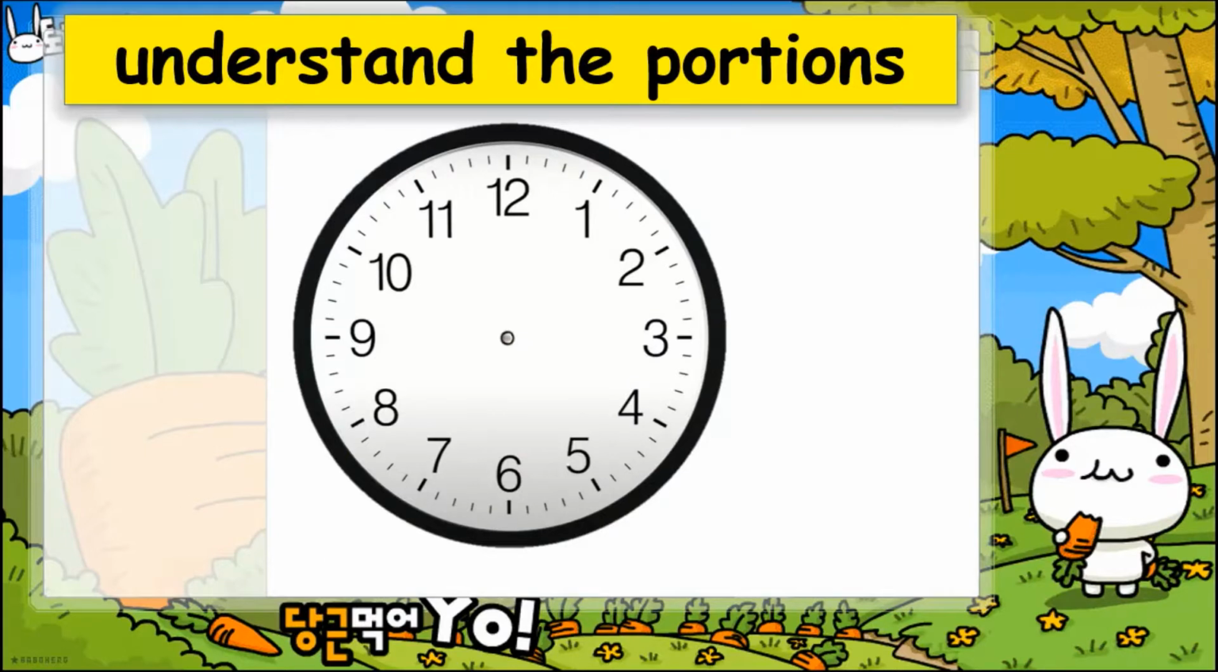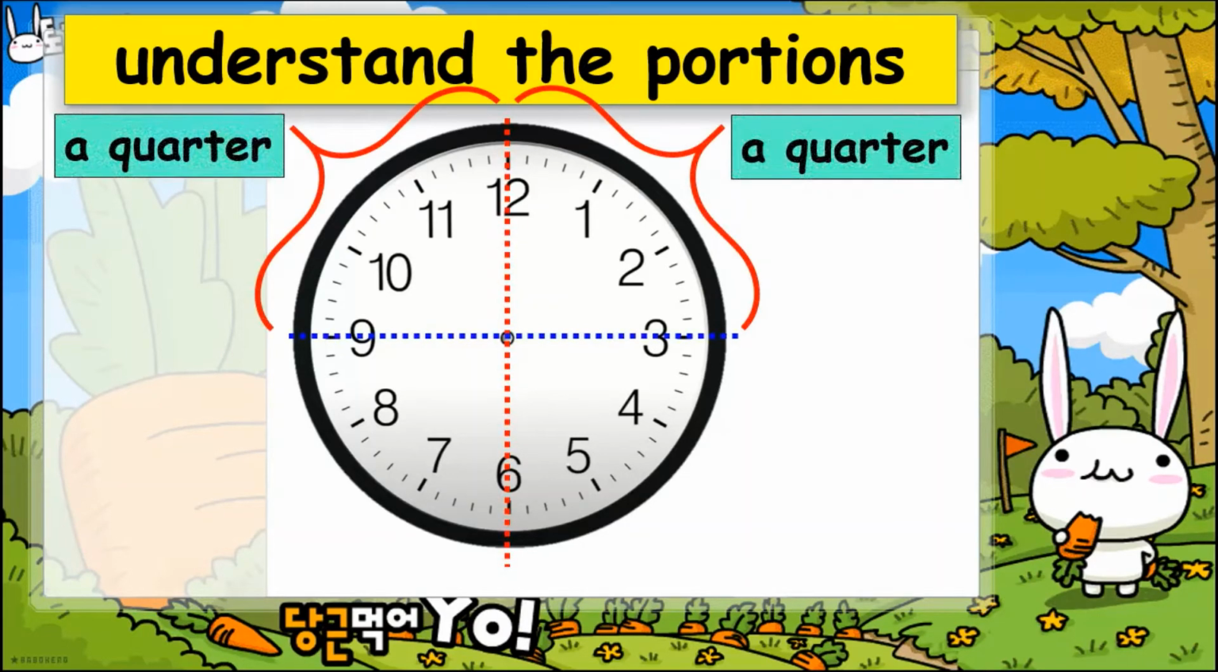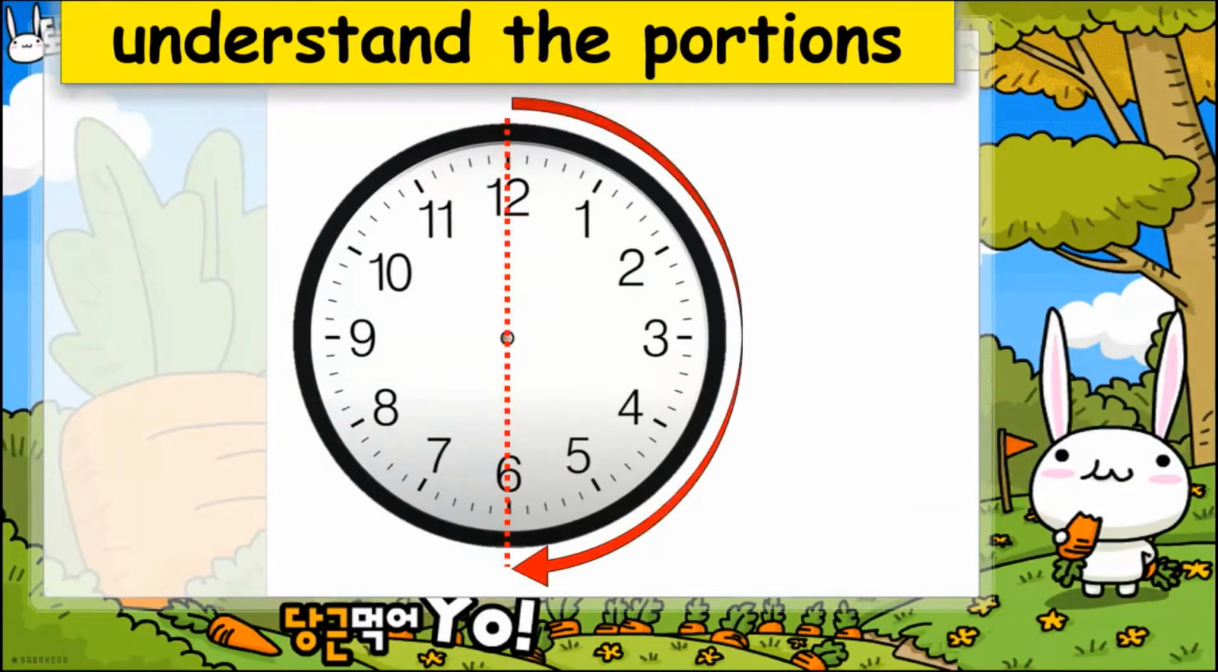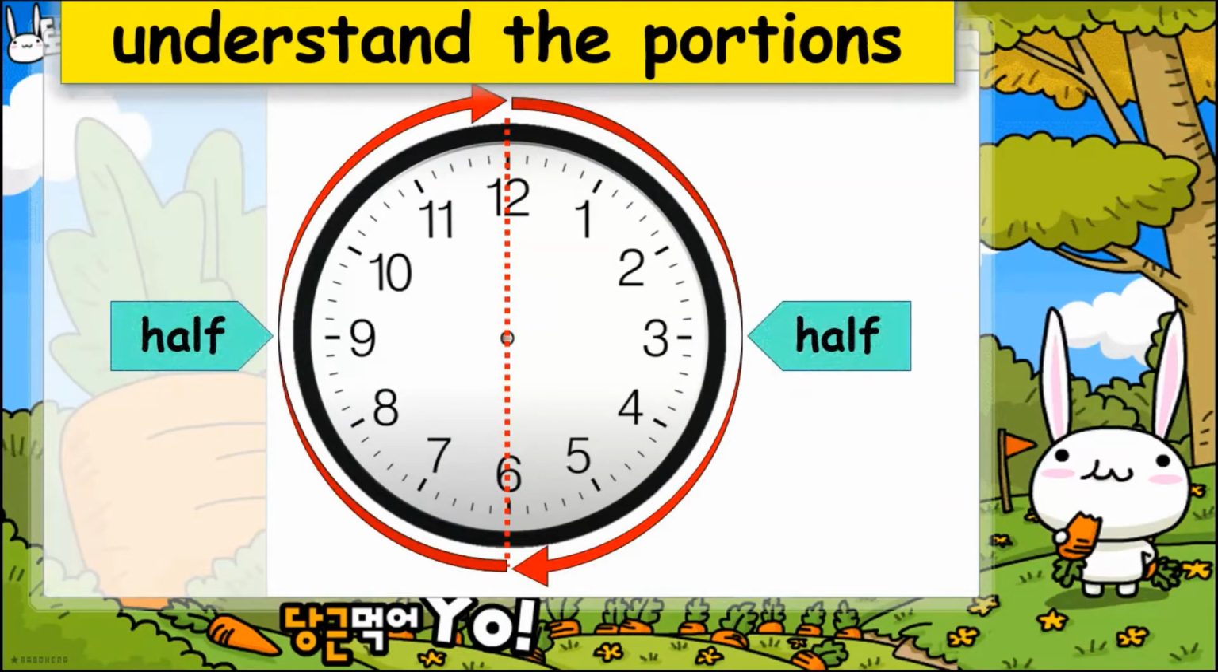First, we have to understand the portions. Assume the clock is divided into 4. Each portion, we call it a quarter. If the clock is divided into 2, each portion is called half.